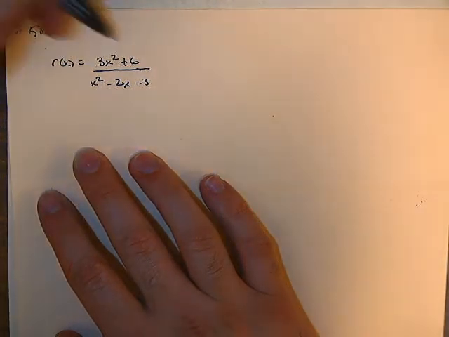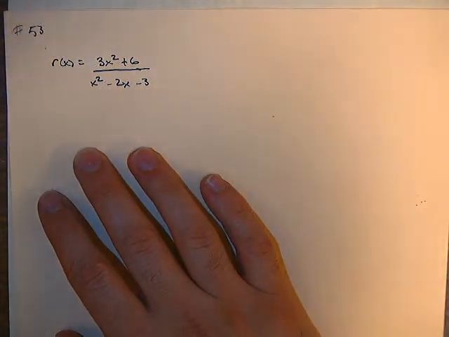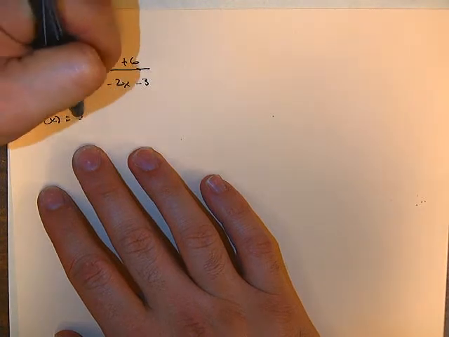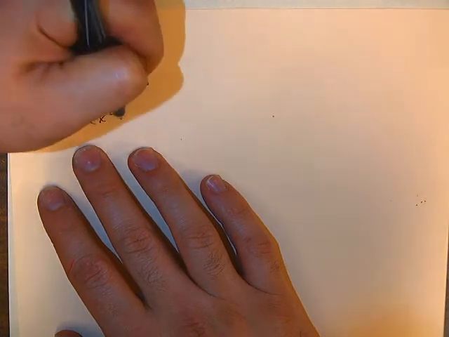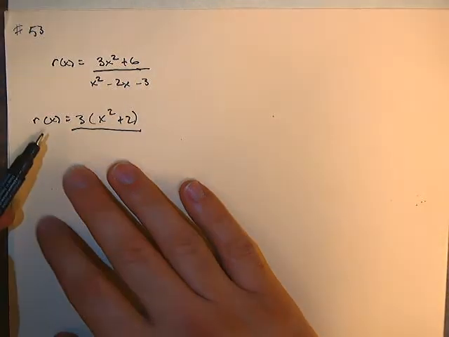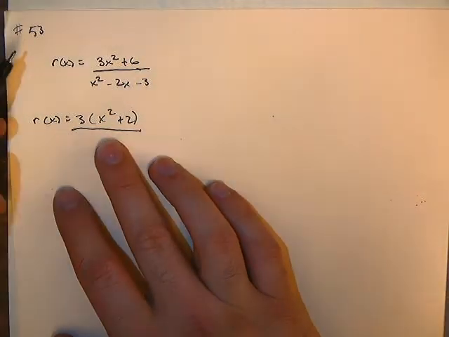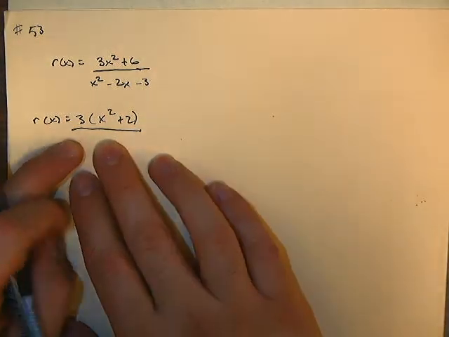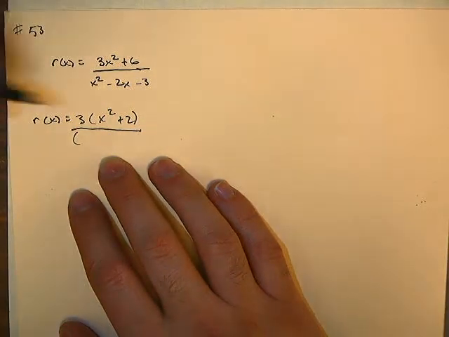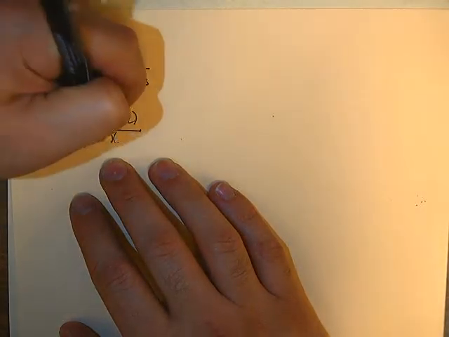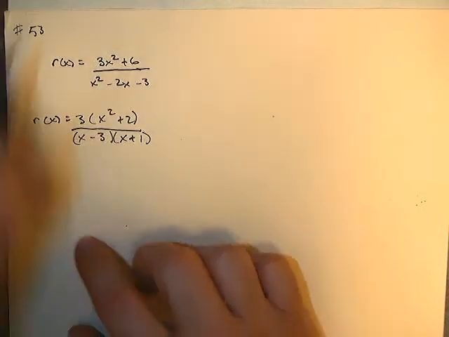So here we go. We're going to start off by factoring this out. Same thing we always do. So I'm going to turn this into r of x is equal to 3 times x squared plus 2 in the numerator. And pay close attention to this numerator here. It's going to do something nice and interesting for us in a few minutes. So the denominator is going to factor out into x minus 3 and x plus 1, just like that right there.